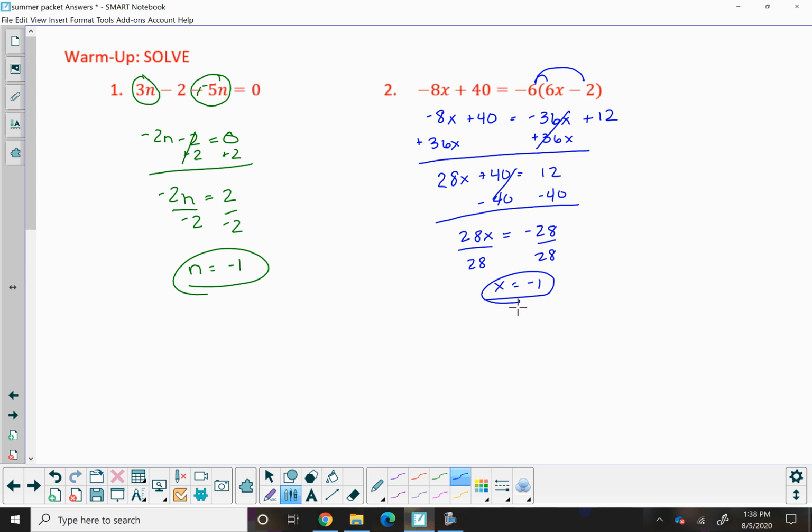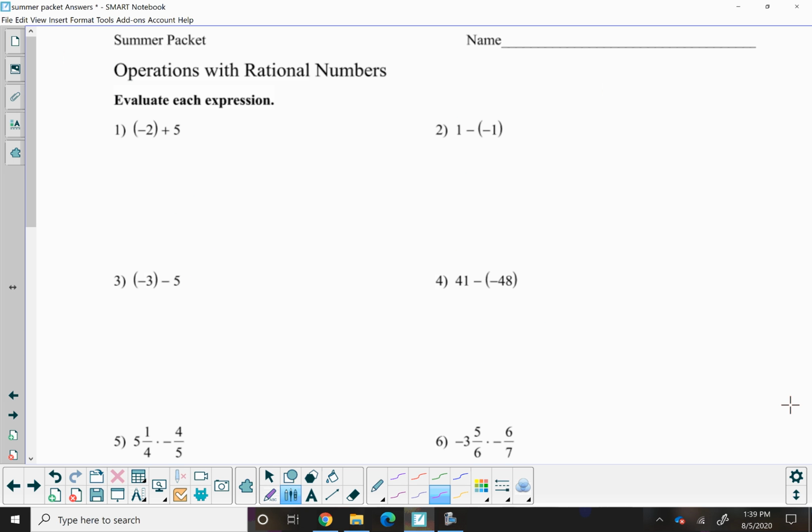To check it, you would take this negative 8 times negative 1 would be 8 plus 40, which would be 48. On the other side, I'm going to have negative 6 times negative 6 minus 2. That's going to be negative 6 times negative 8, which is 48, equals 48. And you can actually do that in your head, and I'm not going to require you to do it, just to make sure you get it right. Okay, the next one. Now, this is your summer packet.